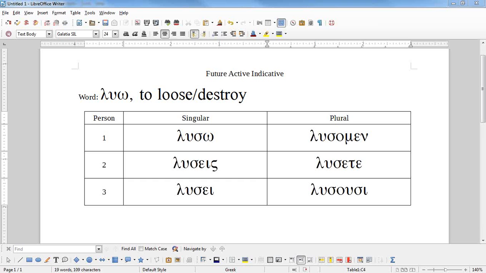Okay, so let's go over the future active indicative. Repeat after me if you wish. We'll do singular first. Luso. Luseis. Luse. Lusomen. Luseste. And lusousi.